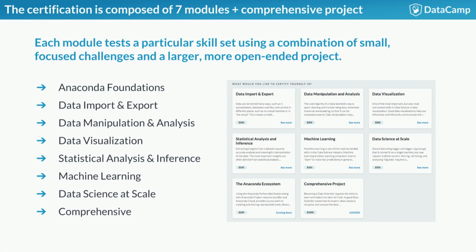All right, so this is a very high-level breakdown of the different topics that we cover. As I said, you've got the 7 skill-based modules listed here, along with a comprehensive project at the end. Each of the 7 skill-based modules actually has 2 components. There's an hour-long assessment, which is a collection of small, bite-sized challenges that might be multiple choice, but also include writing code, filling in the blanks, drag and drop exercises, that sort of thing. And then the second part of each module is an hour-long, more open-ended data science project.